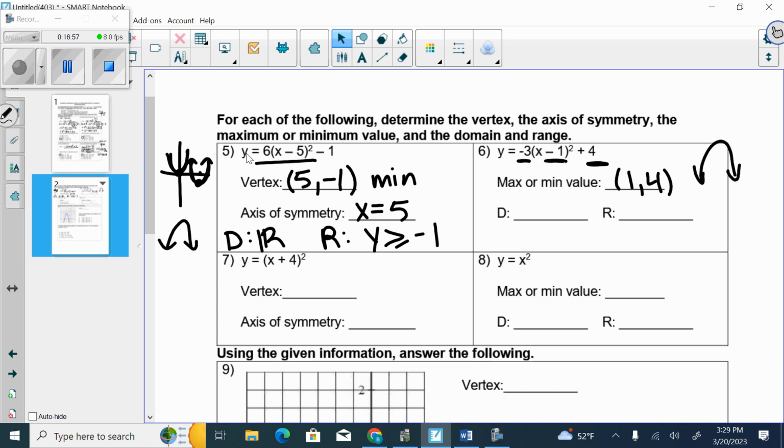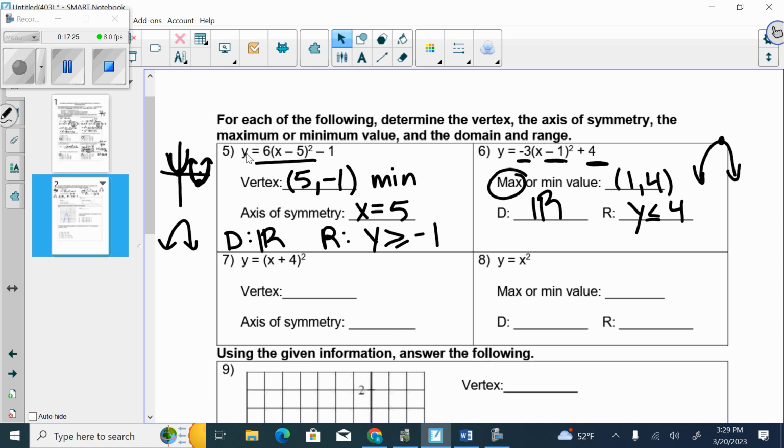So is it a maximum or a minimum vertex? Maximum. All right, and like you guys said, domain is always what? Very good. Okay, and then my range. This time it's up here and going down. What's the highest it went? 4. And then from there it goes down or gets smaller. So y is less than or equal to 4. Good.